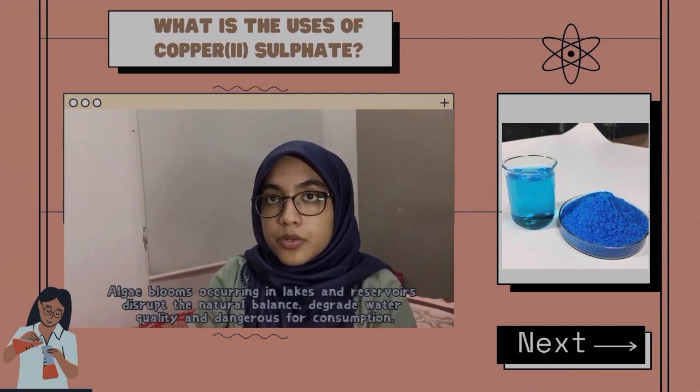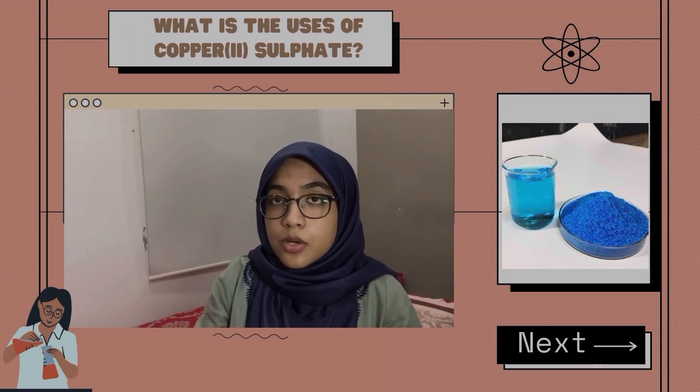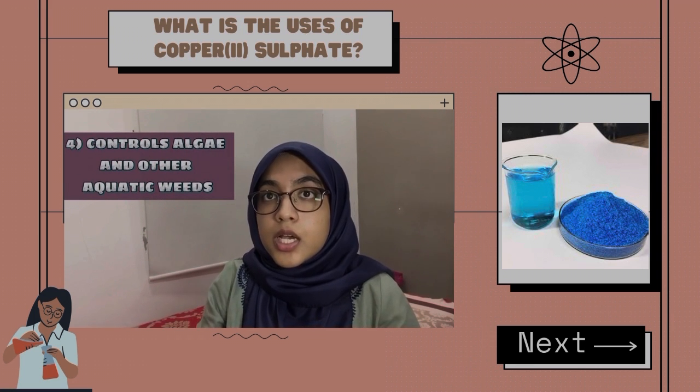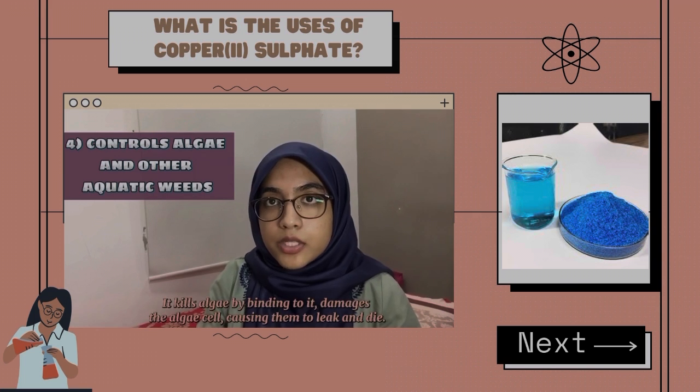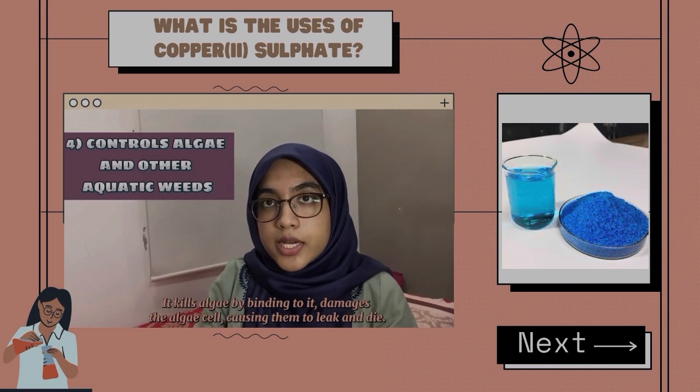Algae blooms occurring in lakes and reservoirs disrupt the natural balance, degrade water quality, and can be dangerous for consumption. Copper sulfate has long been used to control algae and other aquatic weeds. It kills algae by binding to it, damaging the cells, causing them to leak and die.